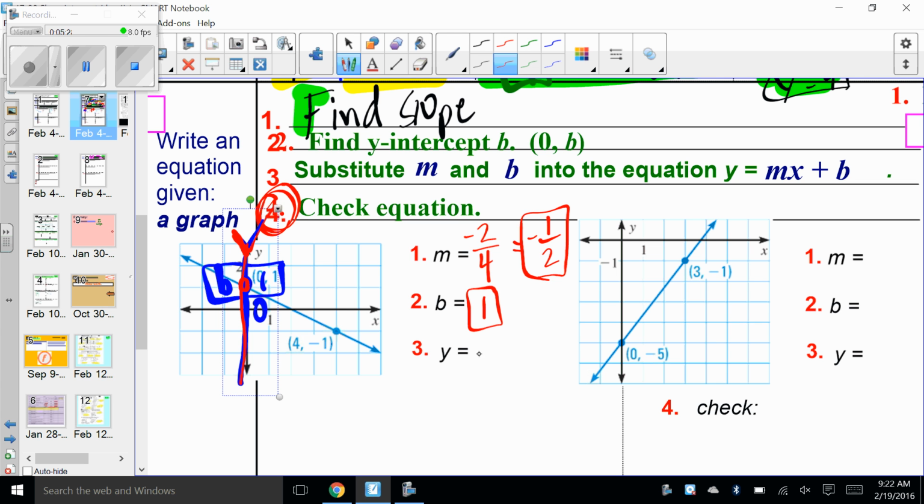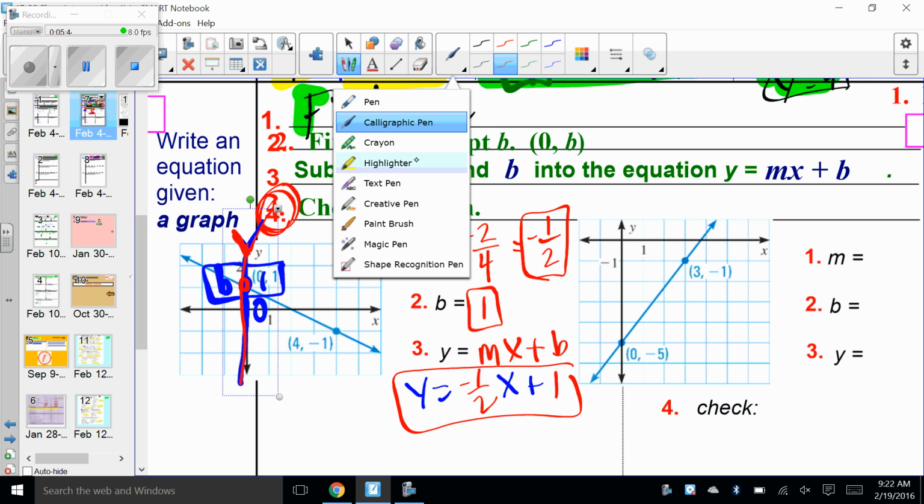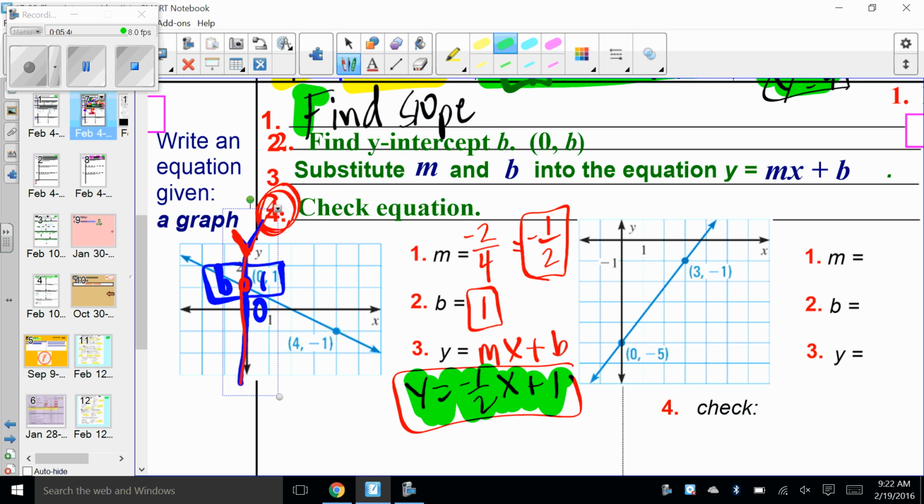My equation then is y equals mx plus b. Keep in mind that y is a stop sign. My slope is negative 1/2. X is a stop sign. Plus, and my b value is 1. So my equation is y equals negative 1/2 x plus 1. There's my equation. We are done. Moving on to the next example, we'd have to find those same parts. Find m, find b, and plug it in. Keep in mind y and x are stop signs.